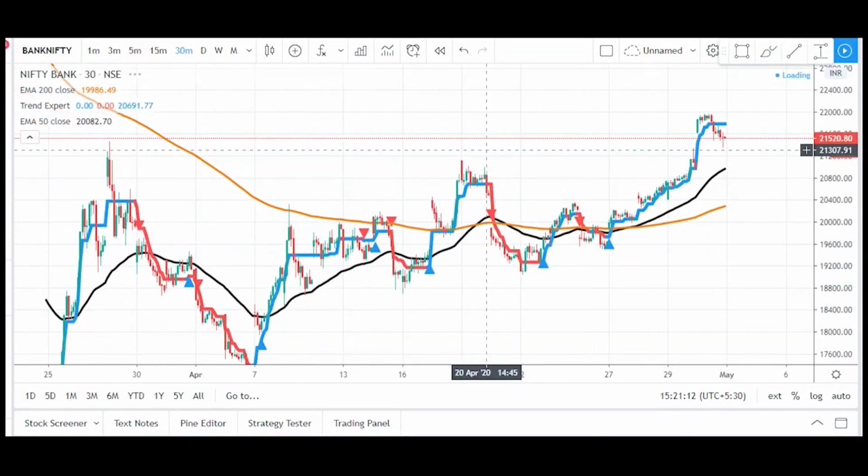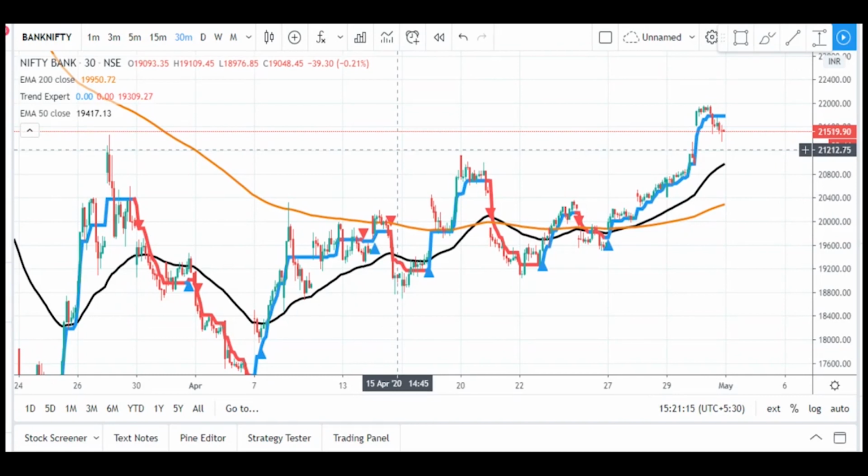Always select the stocks which have a similar trend with Nifty. So if Nifty is in uptrend, then select uptrend stocks. If Nifty is in downtrend, then select downtrend stocks, because it has its wave and other stocks follow that, so it will be very helpful.